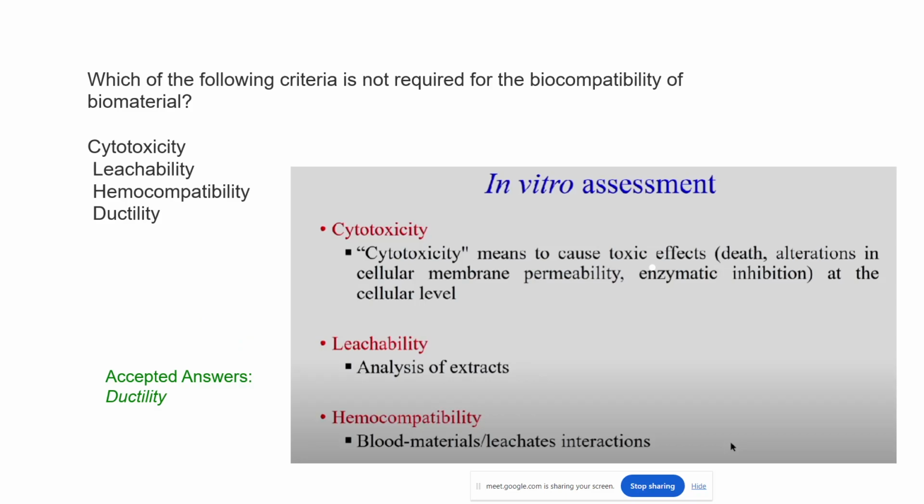Now this was the next question. Which of the following criteria is not required for the biocompatibility of biomaterial? Options were cytotoxicity, leachability, hemocompatibility, and ductility. So here the correct answer is ductility, whereas cytotoxicity, leachability, and hemocompatibility are important in vitro assessments. Ductility is just a property of metal, so it is not specifically required to check the biocompatibility.